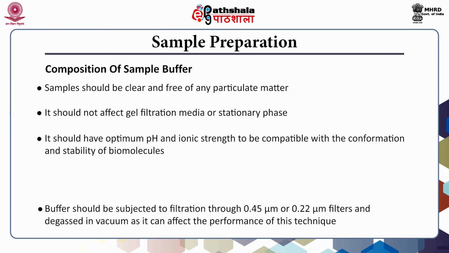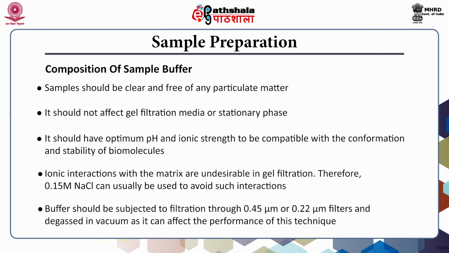The buffer that is used has to be filtered. Generally, either a 0.45 micrometer filter or a 0.22 micrometer filter can be used before applying the samples to the column. So, samples should be filtered through 0.45 or 0.22 micrometer filters, and this will be helpful for getting a clear sample preparation. The buffer should also be degassed in vacuum, as gas can affect the performance of this technique.